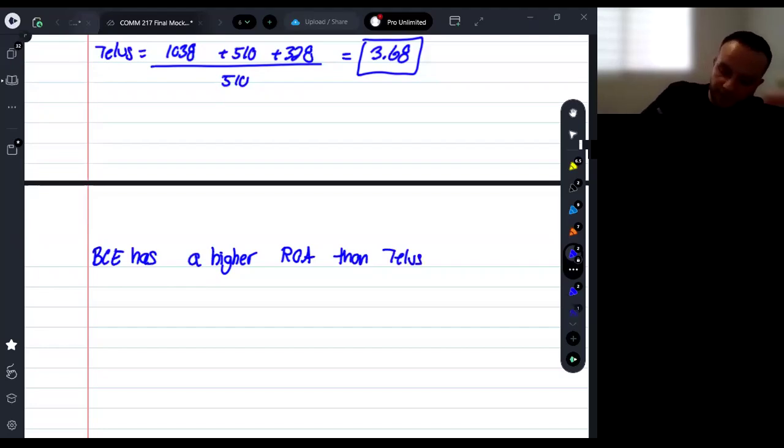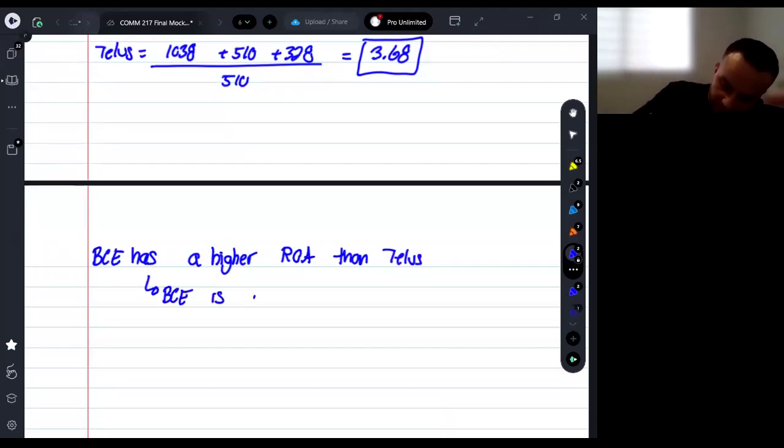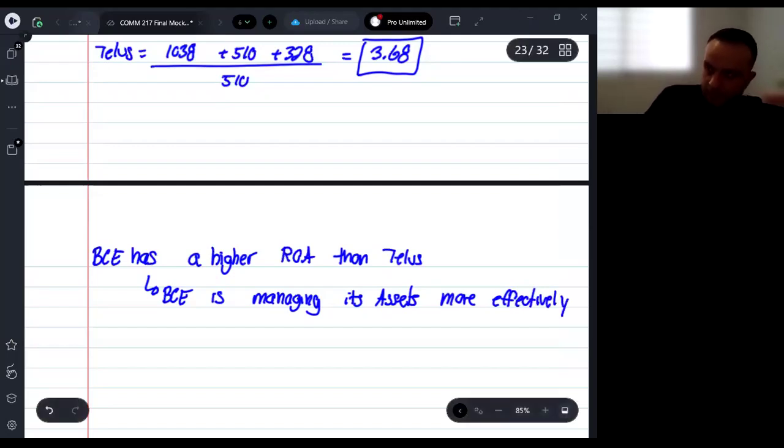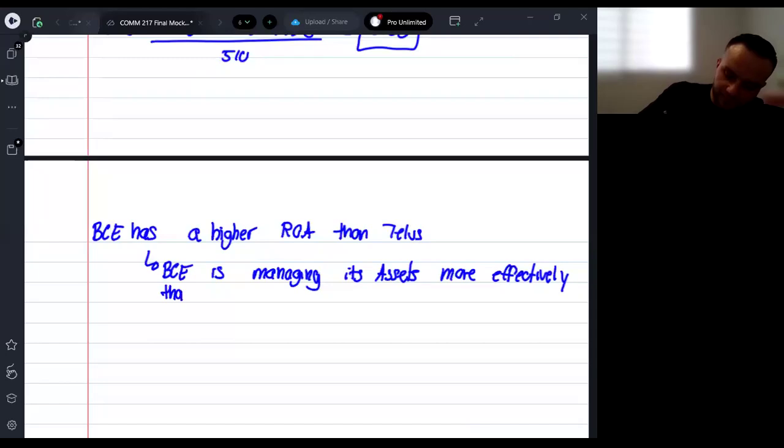And now what does that mean? BCE is managing its assets more effectively than TELUS. Right?